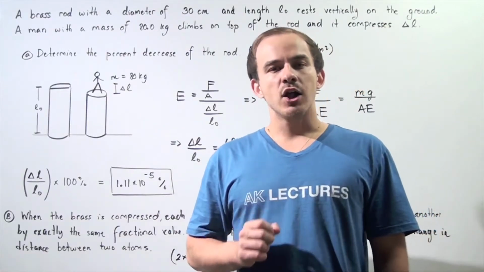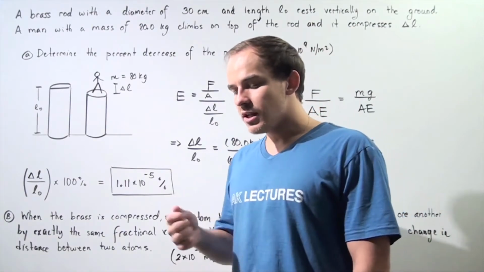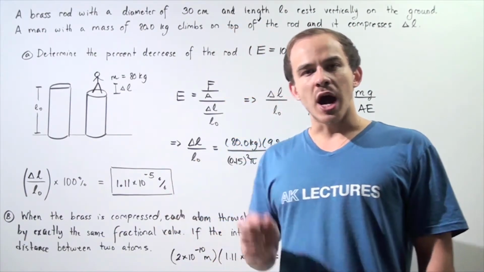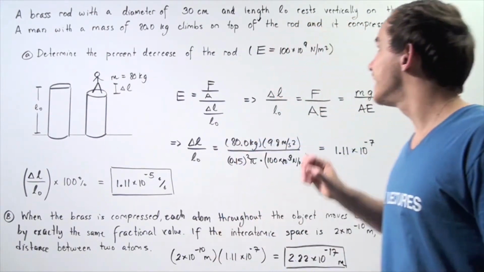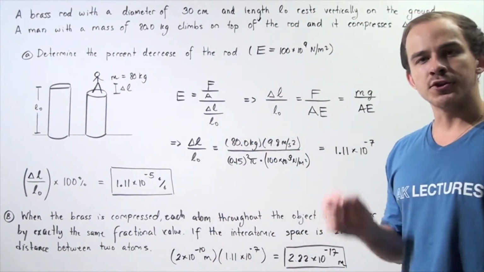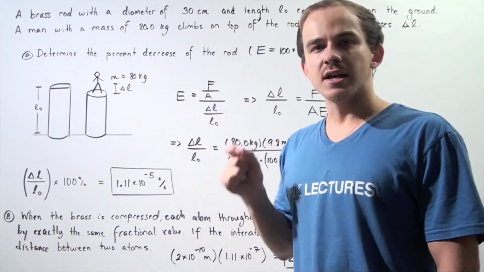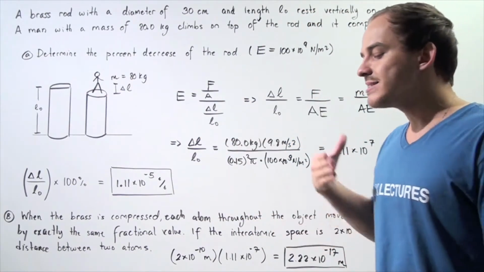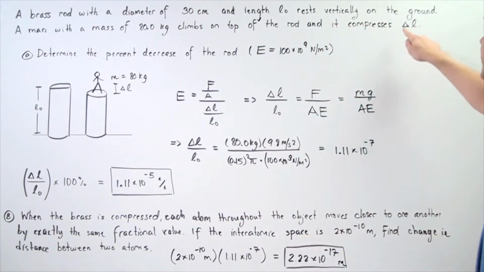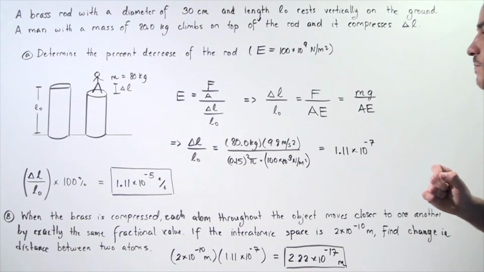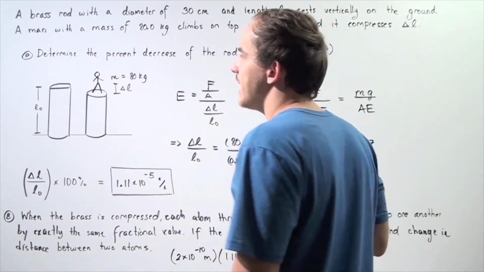So let's look at the following example that essentially deals with compressive stresses. Let's suppose that a brass rod with a diameter of 30 centimeters and a height of L0 rests vertically upward on the ground. Now a man with a mass of 80 kilograms climbs on top of that rod, and the rod compresses a distance of change in L. Now this example has two parts. Let's begin with part A.